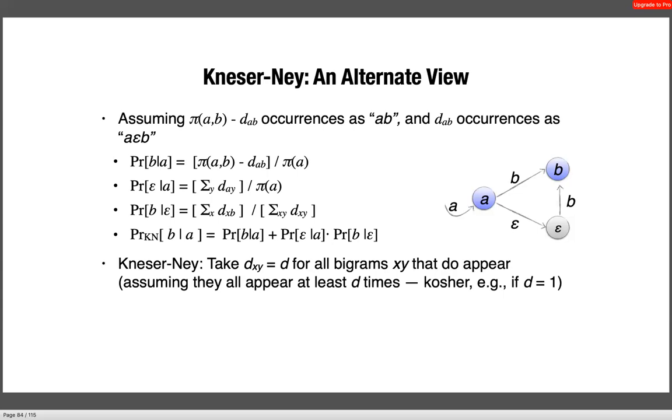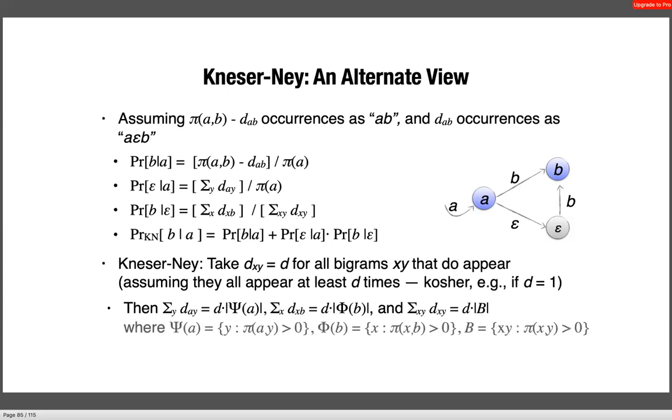Let's assume for simplicity that d_xy is equal to some constant d for all bigrams xy that have some non-zero count. This is actually without loss of generality. We can assume that they all appear at least d times, and that's perfectly kosher. So if I take all my d_xy's to be d, then this summation over all y of d_ay would just be d times the size of psi A.